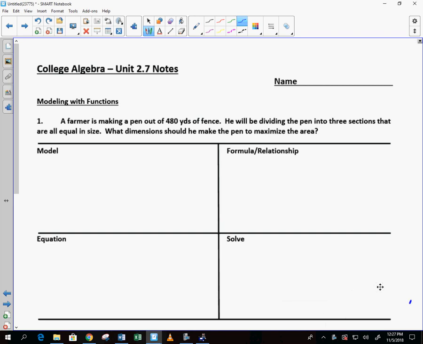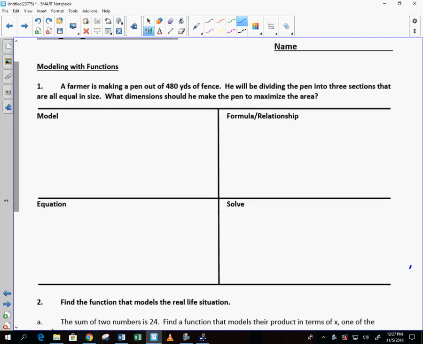Logan is our pretend farmer. Logan, what animals do you have on your farm? Cows. Great. Logan has cows on his farm. So Logan is going to make a pen out of 480 yards of fencing. That's what you got. And you're going to be dividing that pen into 3 sections that are all equal in size in area. So he's got his pen, and then he divides it there and there.